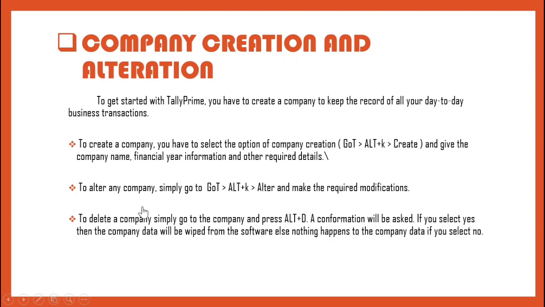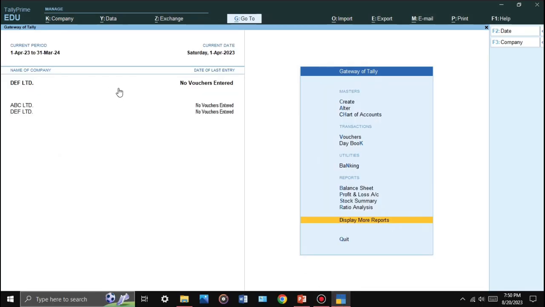So yes, I have showed you how to create the company. Now to alter any company, I will show you right now. Now you have created this company. Right now we are in the company DEF. As you can see, the previous company ABC is listed here, with no vouchers entered, and DEF, the second company which you have created, is also listed here. But the company which you are currently using will be shown under this subhead, the name of the company, DEF Limited. So right now we are in the company DEF Limited.